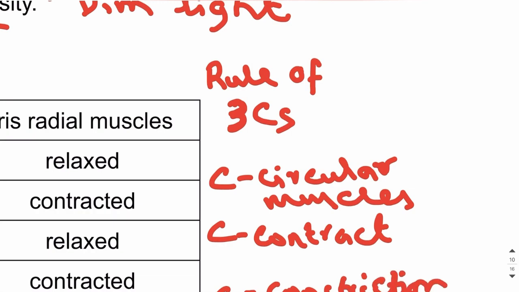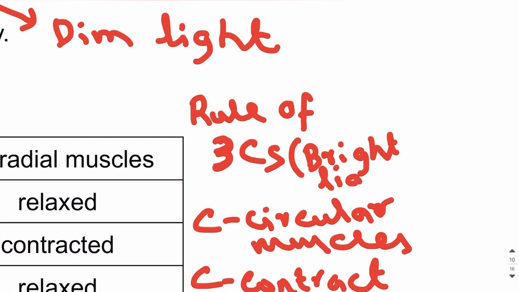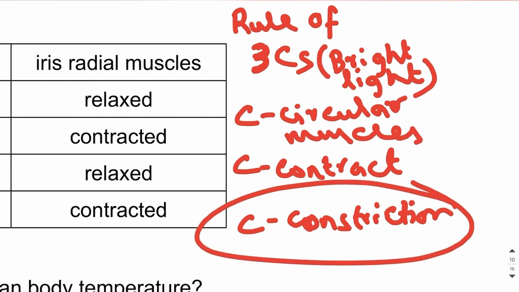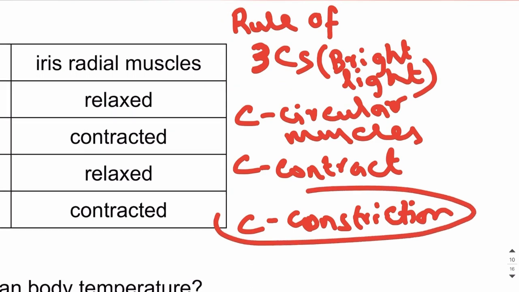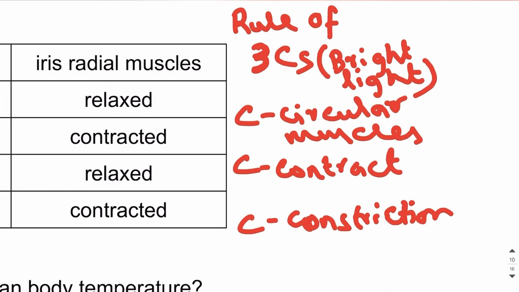So you all know that whenever there is bright light or whenever there is high light intensity, there is constriction of pupil. You all know that, right? And the rule of 3 C's will tell you that whenever the pupil constricts, circular muscles contract. And obviously if circular muscles contract, the radial muscles relax. Yes or no? Because these two muscles are antagonistic.